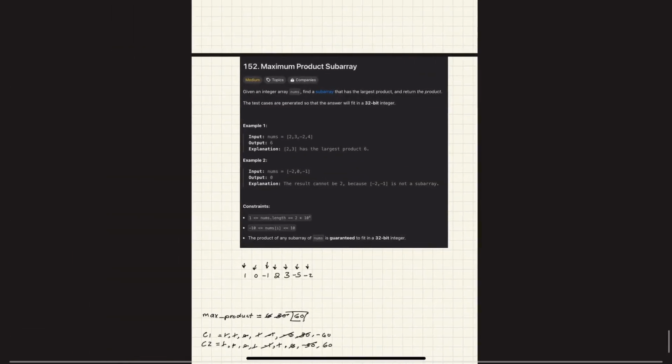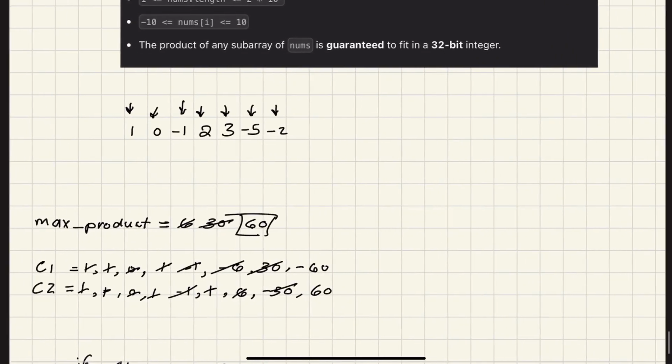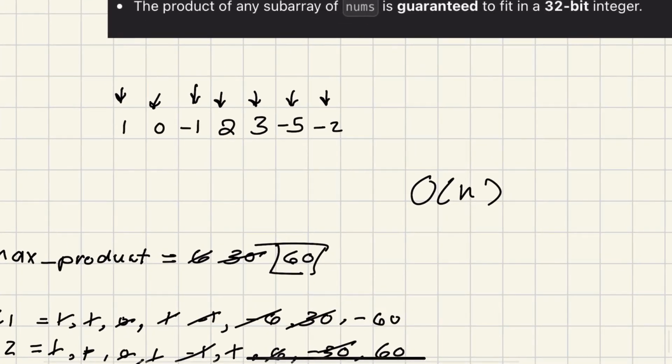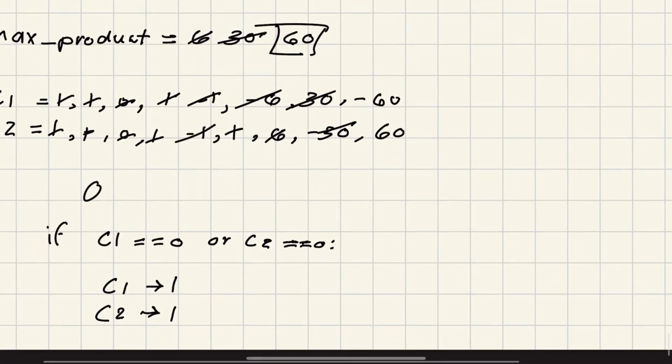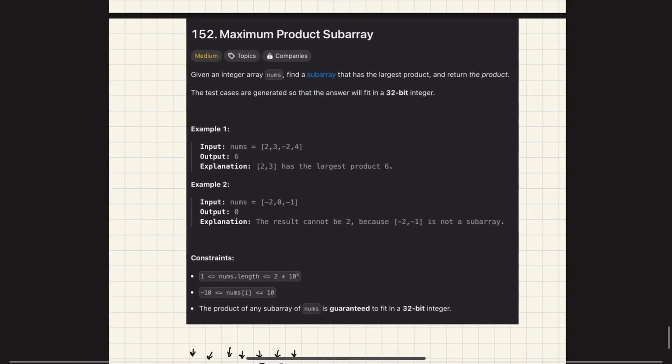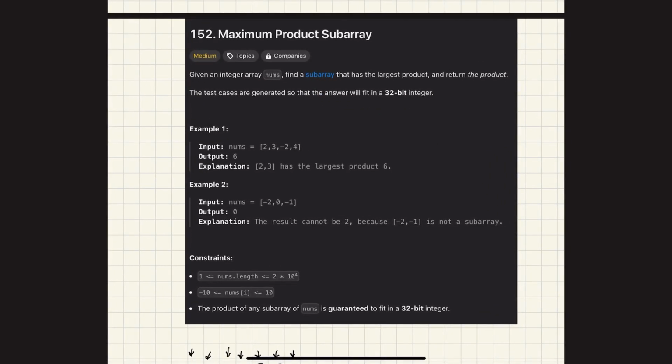Now this algorithm ends up having a time complexity of O(n) and has constant memory. The reason why it's O(n) is because it's just one for loop, and we're doing a bunch of O(1) operations. And that's all it is. It's a pretty simple question. It's not too bad. Now let's head over to LeetCode and see if we can find the solution.